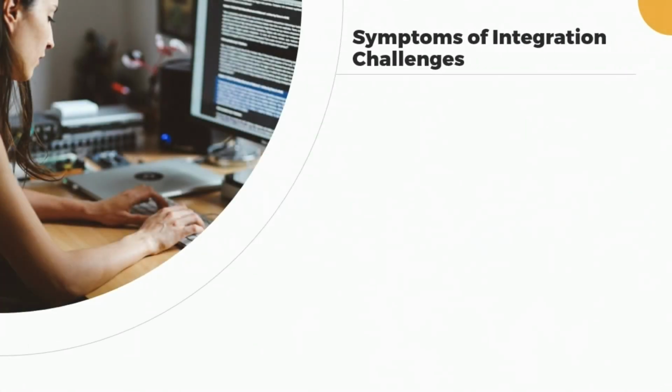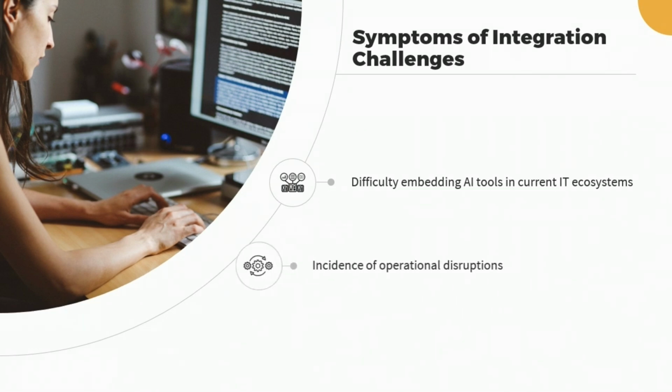Now, integration challenges may manifest as difficulties in embedding AI tools within existing IT ecosystems and incidents of operational disruptions. Basically, integrating AI tools into existing IT ecosystems can pose challenges related to compatibility, interoperability, and alignment with organizational processes and workflows. Integration challenges can result in operational disruptions like system failures, data inconsistencies, and performance degradation, impacting the reliability and continuity of business operations.